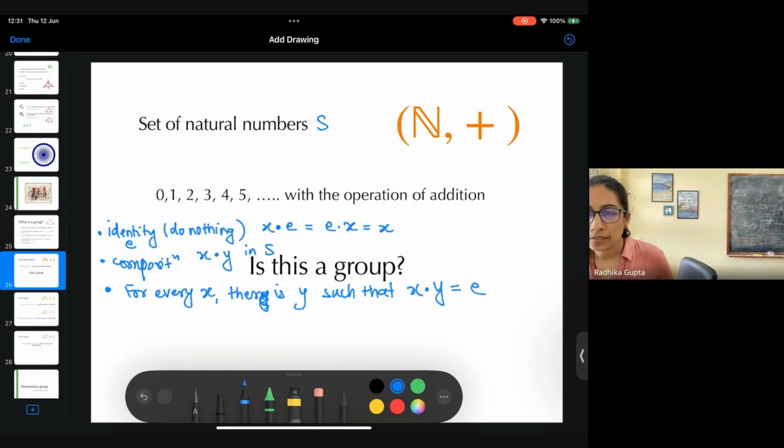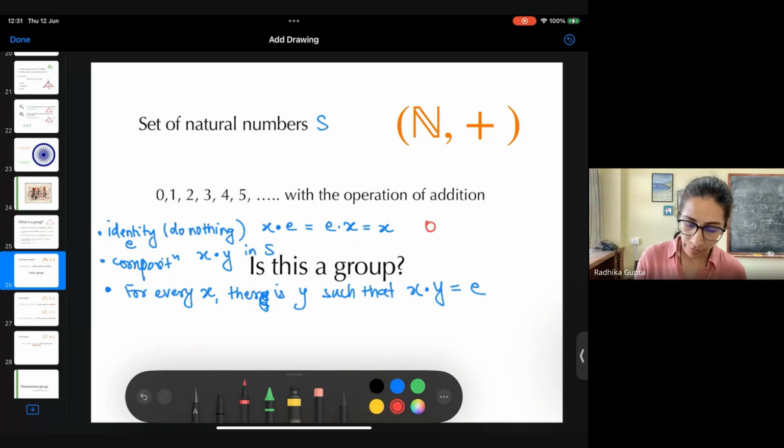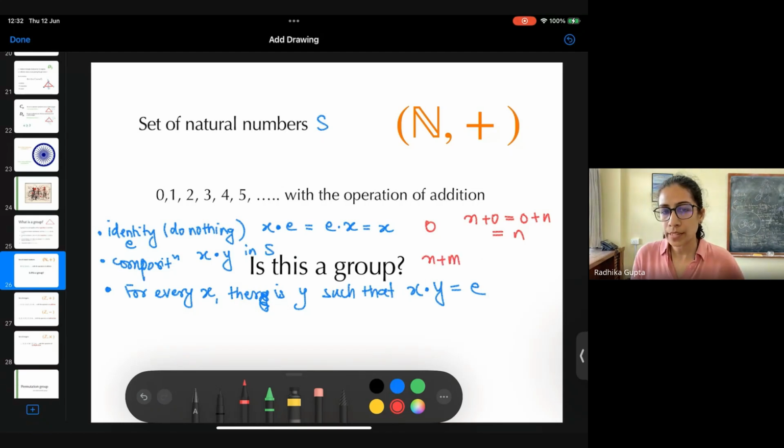Okay, so I'm getting a lot of answers saying that it's not a group because there is no inverse. I cannot invert because I'm doing this with addition. So what's the identity here? The identity is the number 0, because if I take a number n, n plus 0 is the same as 0 plus n, which is the same as n. Composition is fine. If I add two natural numbers, I get a natural number. But then if I take n, I need minus n to make it 0, but minus n is not in my set. So good, this is not a group.